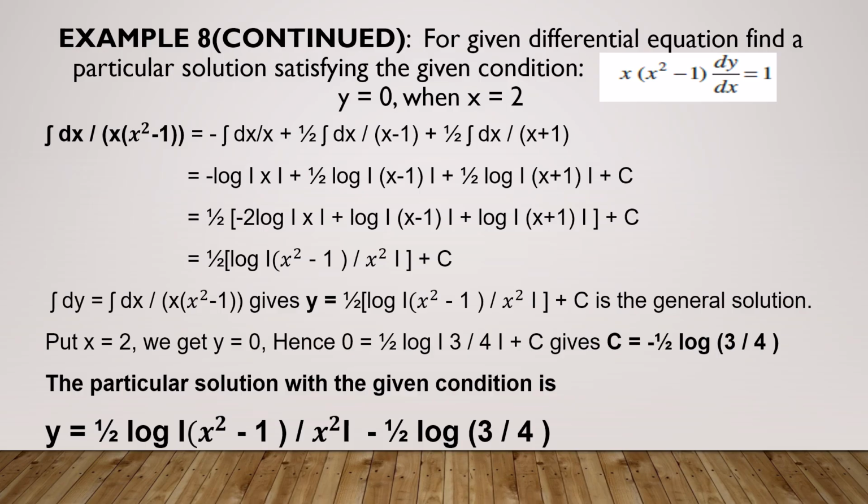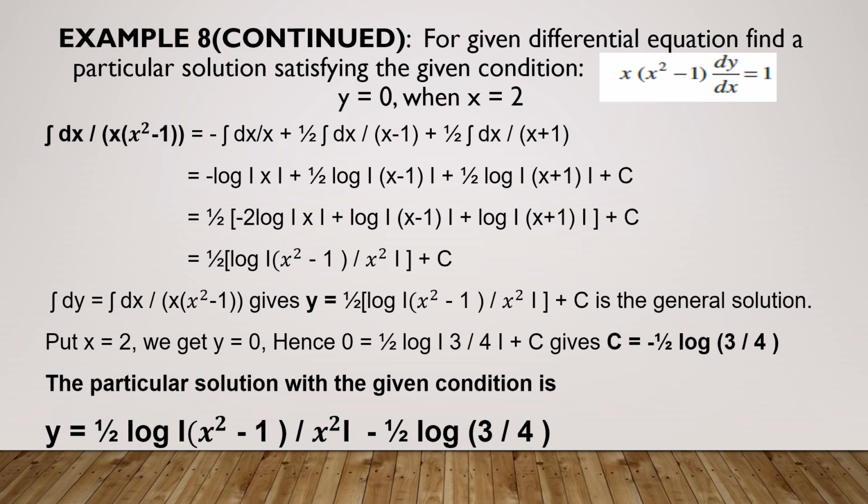So if you are asked to find the general solution, this is your answer. But they have given that you have to find the particular solution with the given condition. The condition is x is equal to 2, y is equal to 0. So just put x equal to 2 and y equal to 0 in your given general solution.